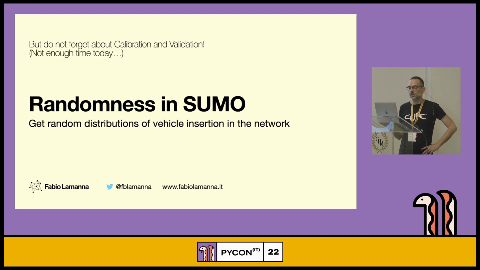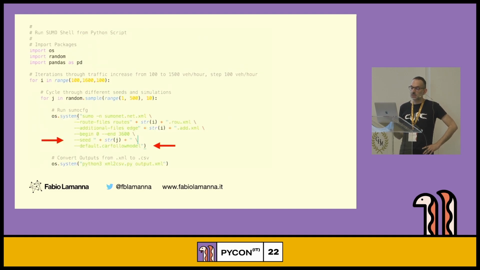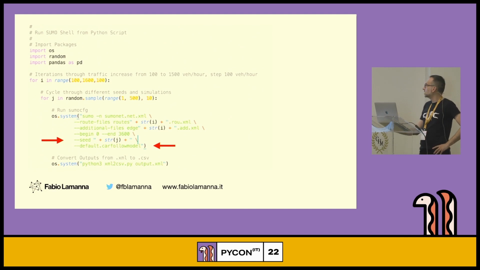So essentially, to perform a better simulation, you have to be sure that you have a random distribution of vehicles when inserting them in the network. You can do this in different ways. The easiest one is through simple Python loops. Essentially, I can cycle through different seeds when I'm running SUMO, so going into different seeds of simulation.